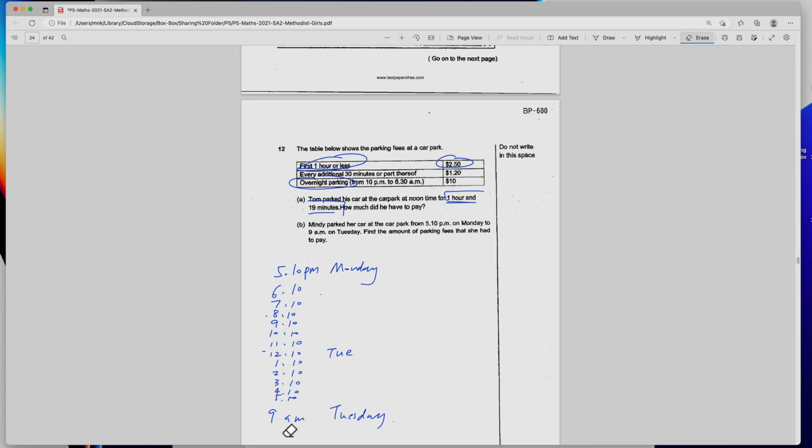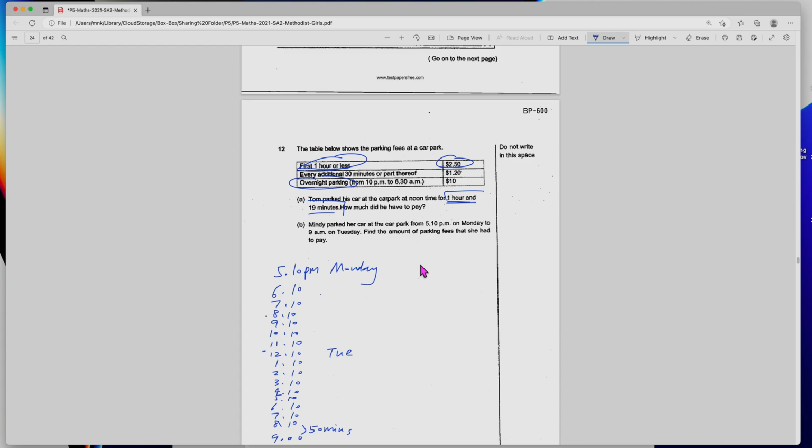So let me just tidy it up a bit. 6:10, 7:10, 8:10, 9:10. But not 9:10, it's 9, right? So it's 9. So you have to add. So 8:10, then how many minutes is it to 9? It's 50 minutes, right? Yes. Okay, never mind.